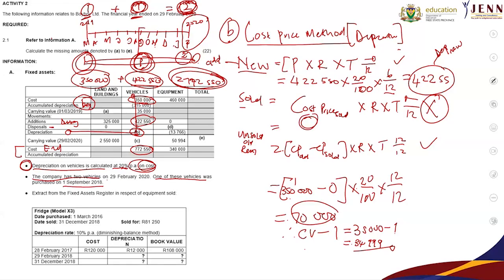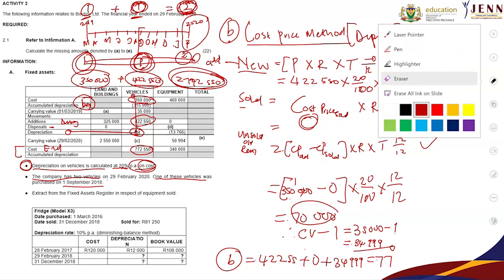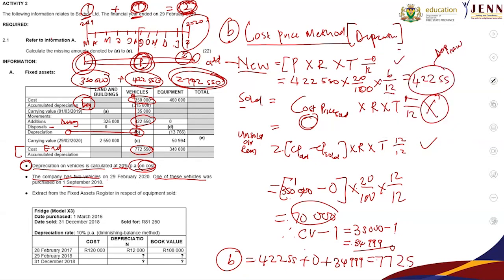Now, let us combine them to find B. Our B is equal to how much? Depreciation for number 1. That is new. How much is the depreciation for number 1? 42,255. That was the depreciation, right? And then for sold, we just found that it is 0 because we did not sell anything. Plus the depreciation, we said it is 70,000, but we do not allow 70,000. We want 34,999. Then we are going to say plus 34,999. Then we are going to have 77,254. That is the depreciation. That is letter B.